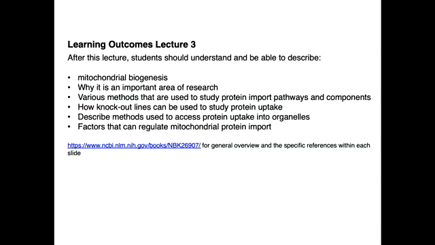We're going to talk a little about how knockout lines can be used to study protein uptake. So this is generally using reverse genetics, when you make mutants of a particular gene to understand its function. We're going to describe methods to assess protein import. Then we're going to look at factors that can regulate mitochondrial protein import. That's the last thing.